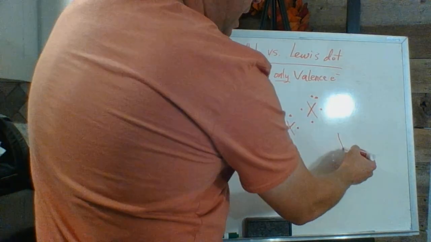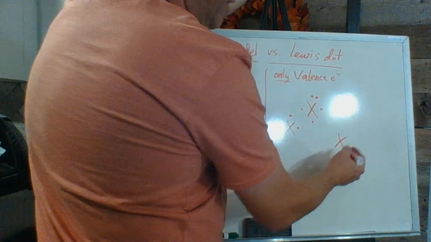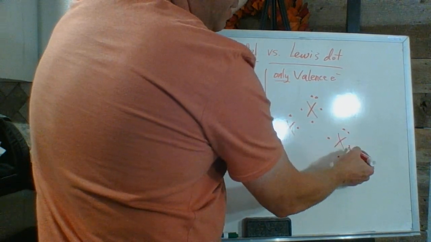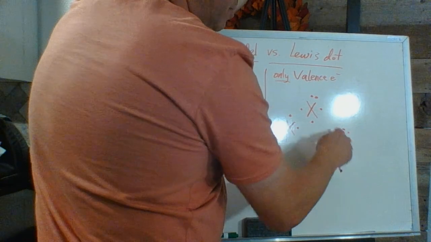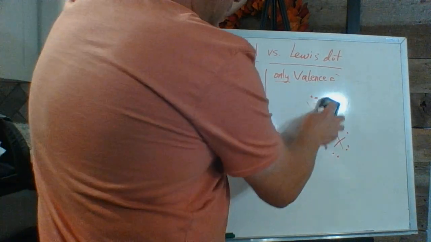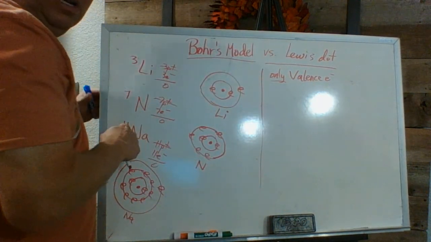If I had one that had 7 valence electrons, 1, 2, 3, 4, 5, start around 6, 7. So I made it around one time, and then I keep going until I run out. So let's do the Lewis dots for the 3 that we just had a minute ago.